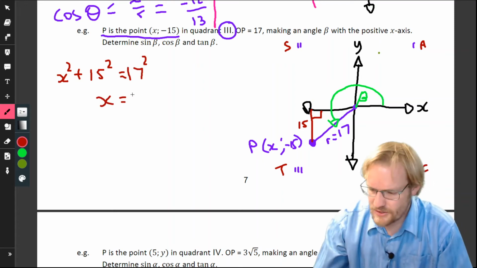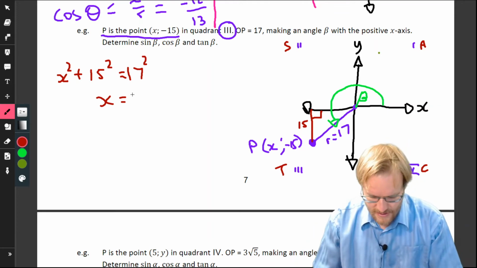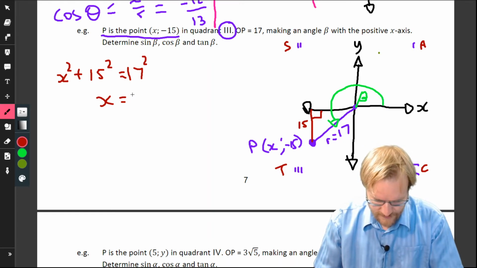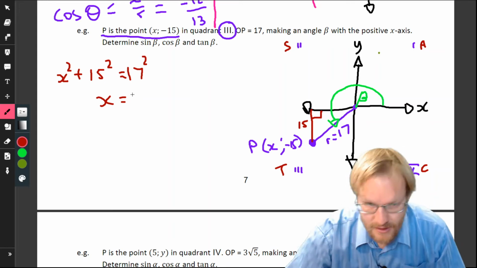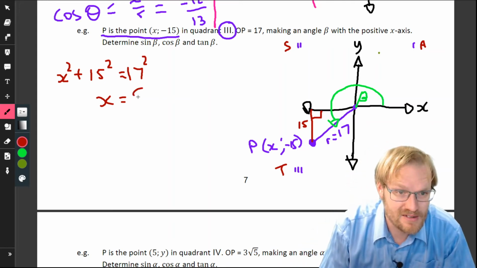So we go and we punch this into our calculator, and we go 17 squared minus 15 squared equals 64. We square root 64 and we get 8. So we say x equals 8.